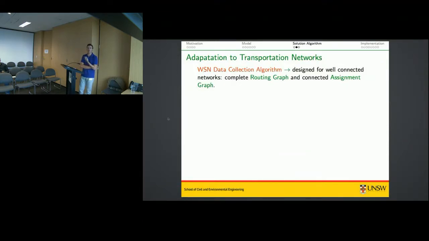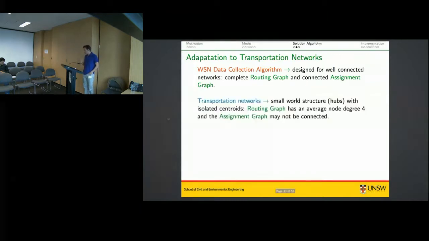In particular, in wireless sensor networks, the networks are well connected. The routing graph is assumed to be complete, and the assignment graph, which is defined by taking off edges which are in the routing graph and are too long with regards to the transit range, is generally connected. Well, they always assumed it was connected, which is fair for their application. But for us, it's not at all the case.